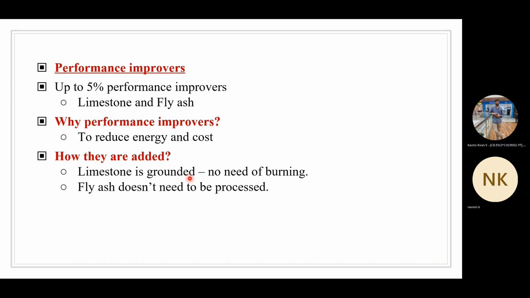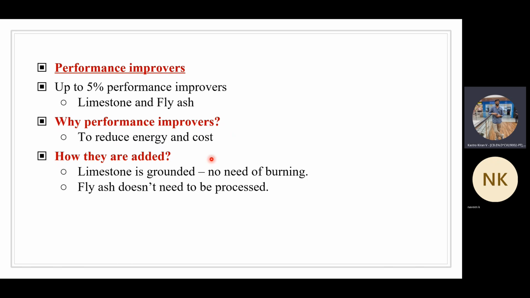During that stage itself we add the performance improvers, and hence the performance gets better so that we get a different type of cement, and hence we can reduce the energy that is required to produce the cement, and we can also reduce the cost of the cement as well. Suppose you take the example of ordinary Portland cement and Portland Pozzolana cement. One bag of OPC is approximately 500 rupees, whereas one bag of PPC is approximately 430 to 450 rupees. So you can see the change in the cost.